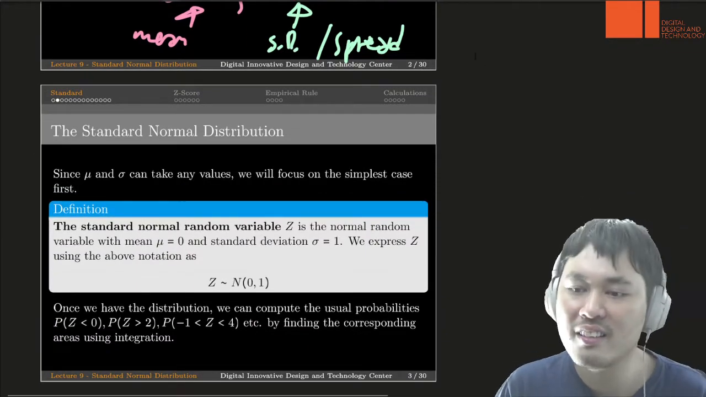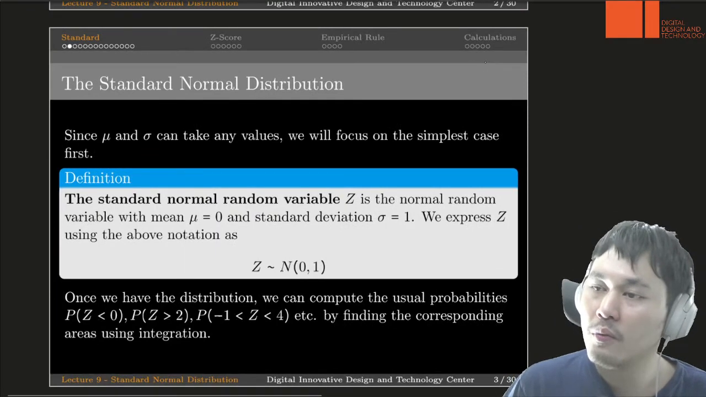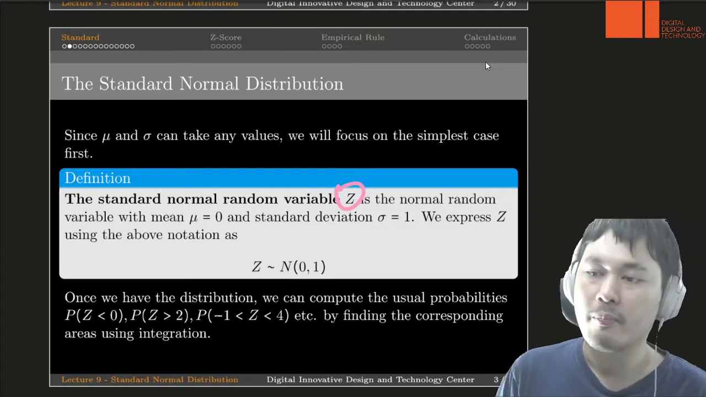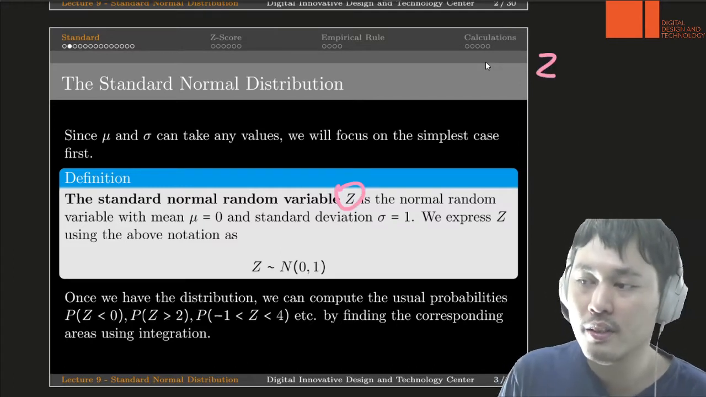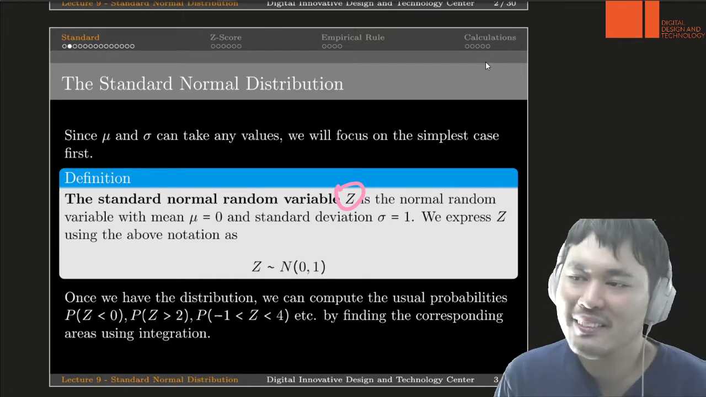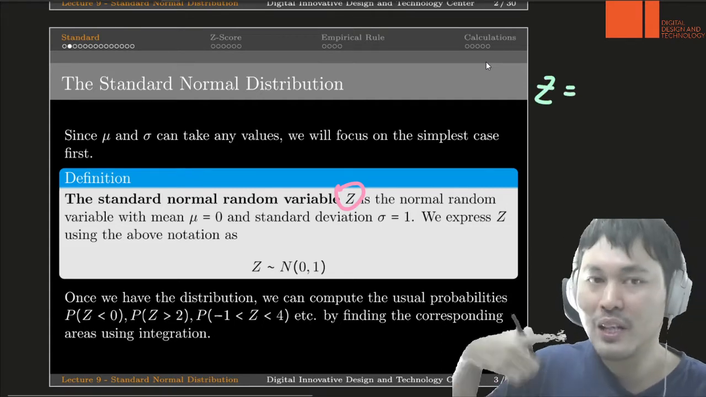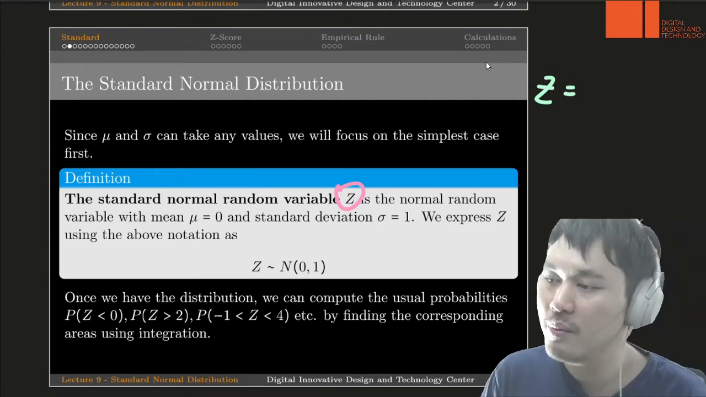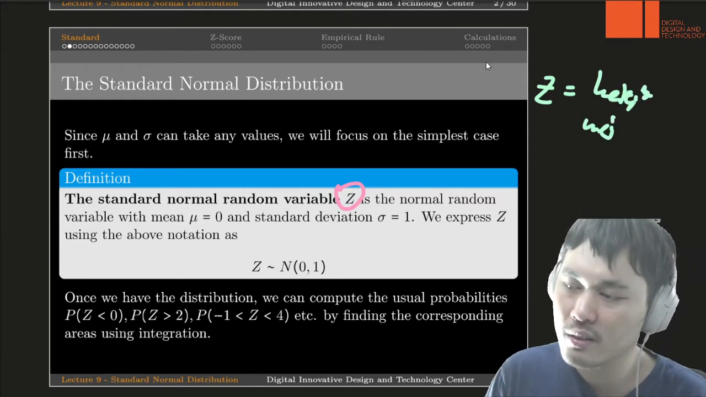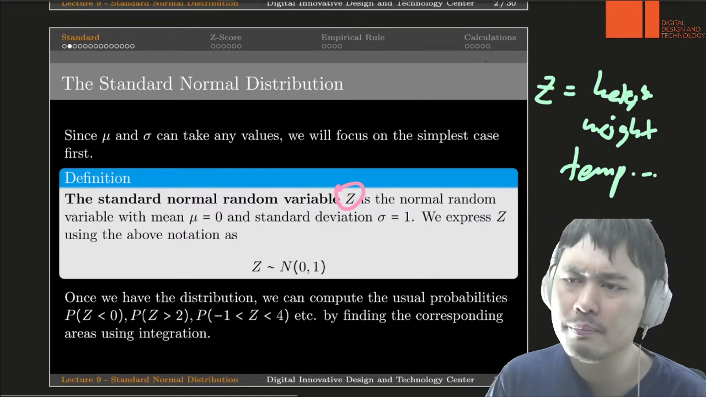Sorry about the warped text there. But we are still talking about a random variable. Now we use the letter z instead of x. I'm not sure why, but let's use z. Again we still have to define z as something that we measure, like maybe z is the height, or the weight, or the temperature, or something.